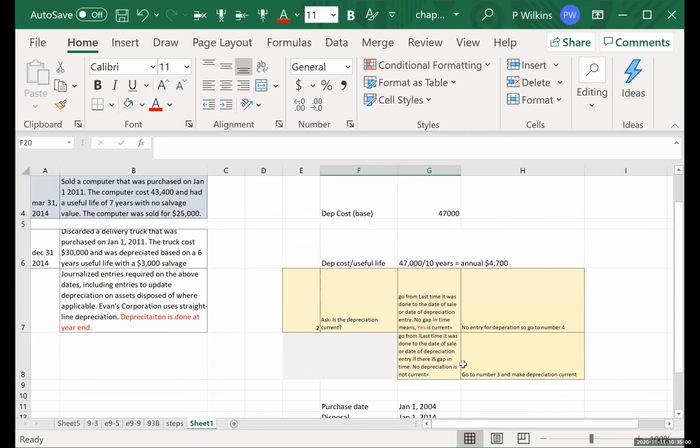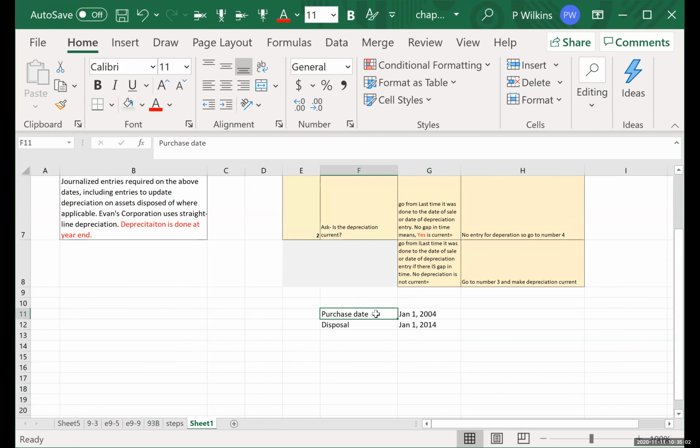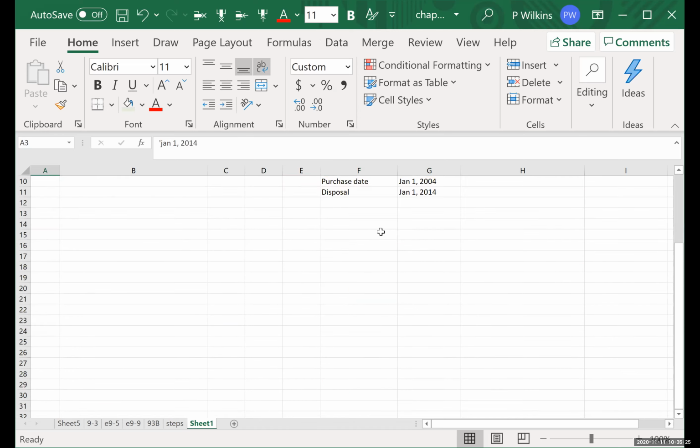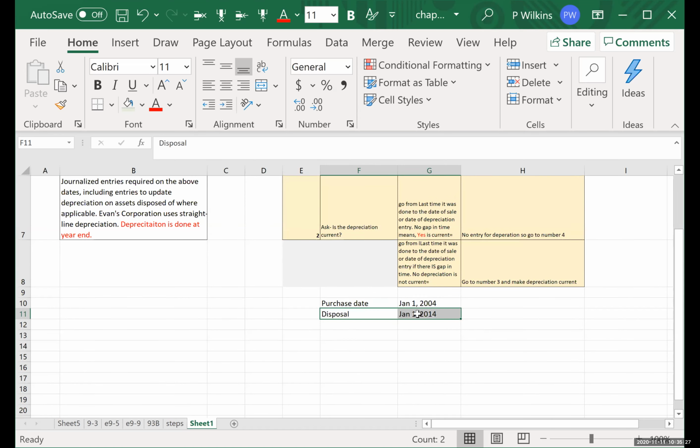All right. So the way you do it is you start with the purchase date. We purchased the item on January 1, 2004. We're disposing of the item on January 1, 2014. If we go back up here and we look, we retired a piece of machinery that was purchased on January 1, 2004, and we're doing it on January 1, 2014. Okay, so we have the purchase date, we have the disposal date.